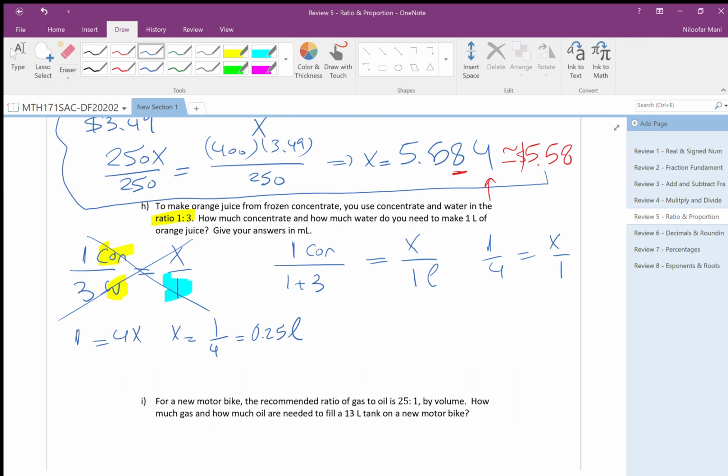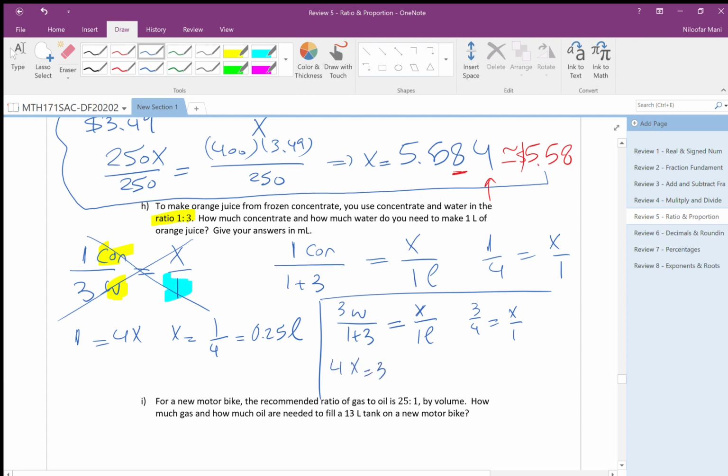How about water? So now I can do it for water. So 3 water over 1 plus 3. Remember, 1 liter is for both of them, so x over 1 liter. I said 3 water, so you have to use 3 here. I'm sorry. So it is 3 over 4 equals x over 1. So 4x is 3, and x is 3 divided by 4 liter, which is 0.75 liter. So if I divide into 4 parts, 3 parts are water and 1 part is concentrate. But remember, when I want to write the proportion, I have to pay attention. Here I have to add them because it's total.